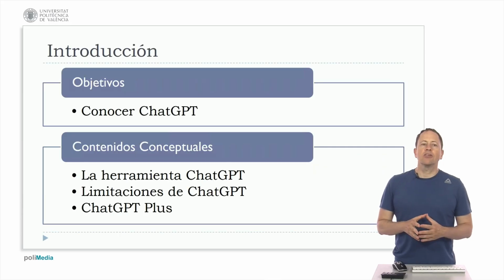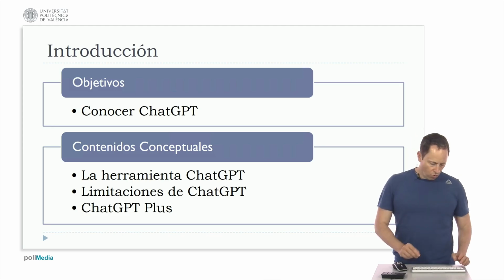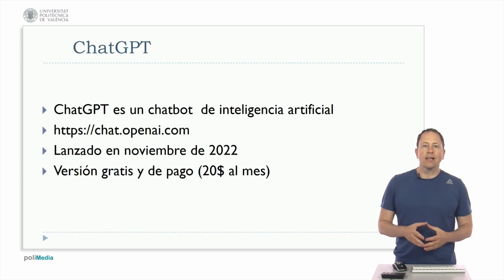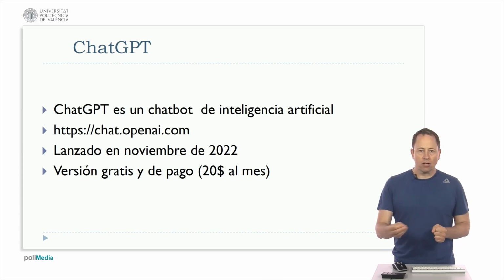Let's see what ChatGPT is. ChatGPT is known as a large language model, LLM, an AI model, a chatbot. It's an artificial intelligence program designed for user interaction. GPT stands for Generative Pre-trained Transformers, which is a neural network-based technology.